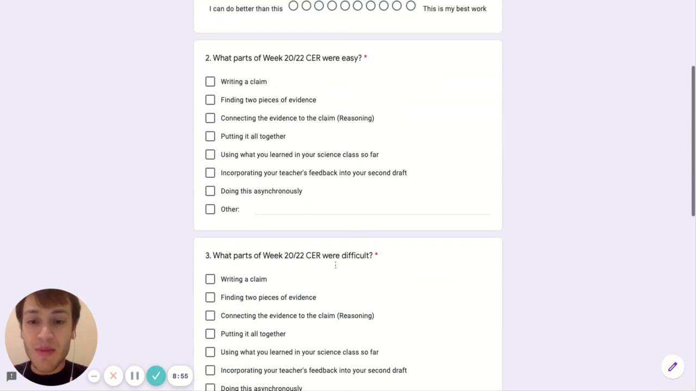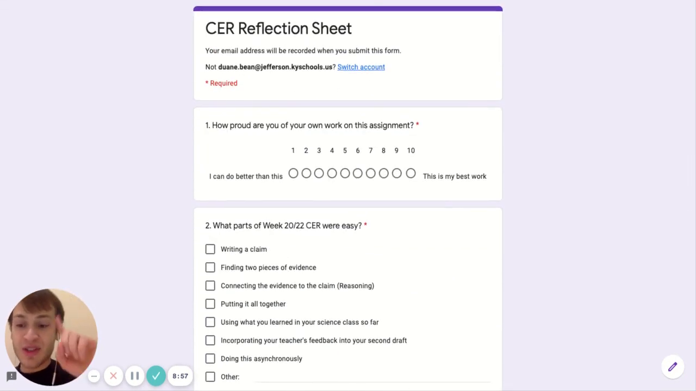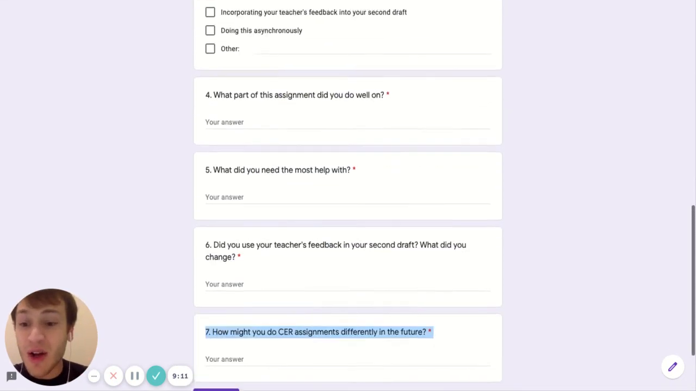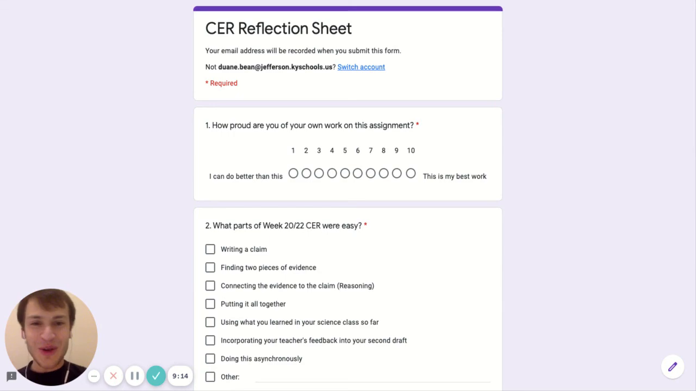Right? So that is all for today's assignment. You just have to revise your CER from week 20 or week 22, and then you're going to do this reflection sheet. As you revise your CER, just double check that checklist that I showed you, double check the rubric so that you make sure that you are satisfying all of the requirements. Let us know if you have any questions.